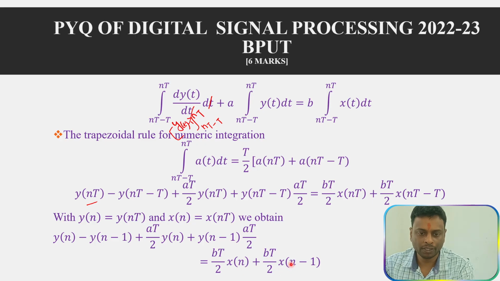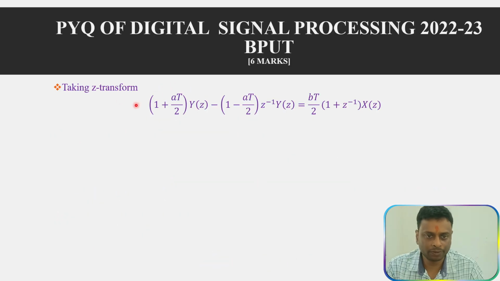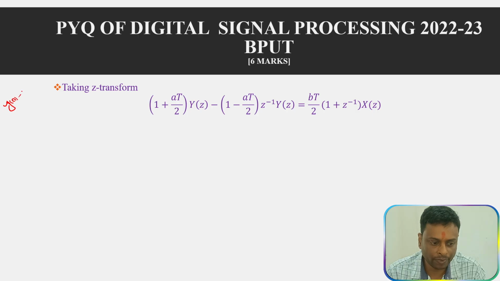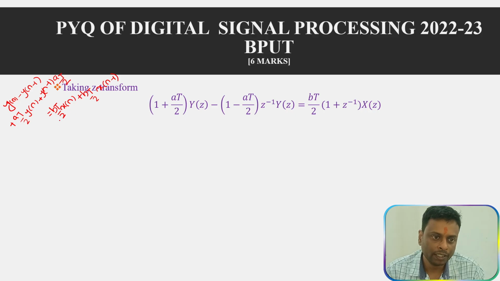Now we will take the Z transform. What is the equation? y of n minus y of n minus 1, plus a t by 2 times y of n plus y of n minus 1, is equal to b t by 2 x of n plus b t by 2 x of n minus 1. By taking this, you can take the Z transform.